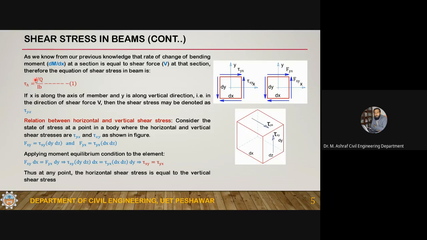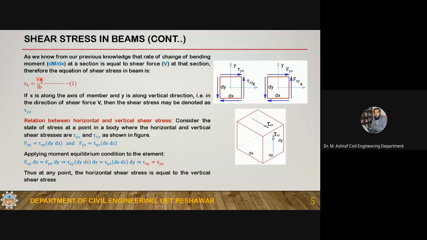V is the shear force acting at that section. Let's suppose the shear force is varying along the length of the beam. If you want to calculate the shear stress at a certain location, you will have to calculate the shear force at that section where you want to calculate the stresses. So this is the shear force. Q is the first moment of area of a portion of the cross section, not the whole cross section.